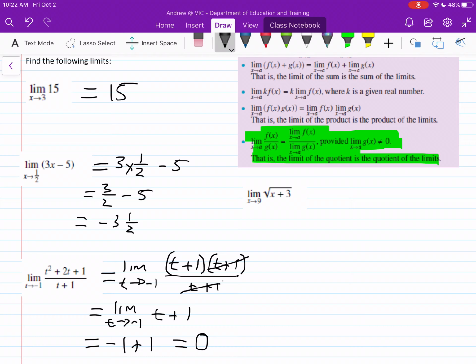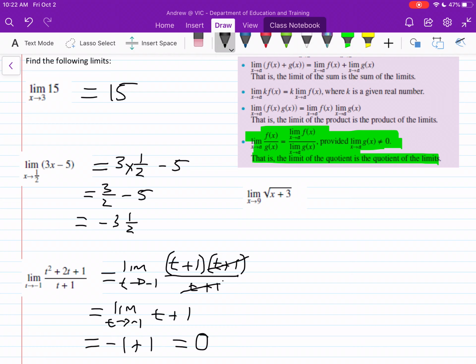So that's how we work this out, and this is probably the trickiest of them, when you have the quotient and the bottom function can't equal 0. If it does equal 0 and there's no way of factorizing it to simplify it, we say the limit doesn't exist. So that's one way of looking at it if it doesn't work out.